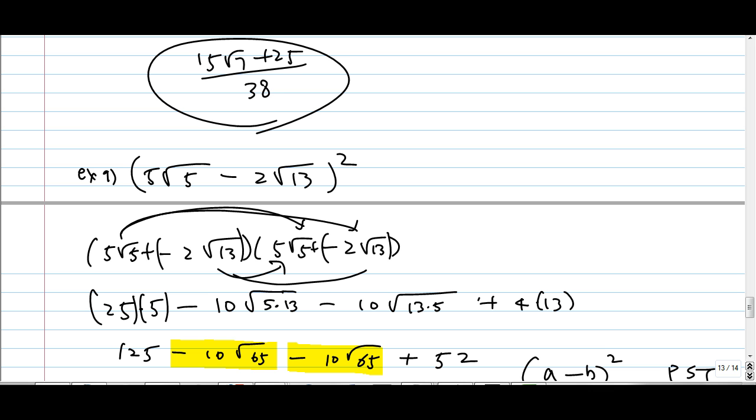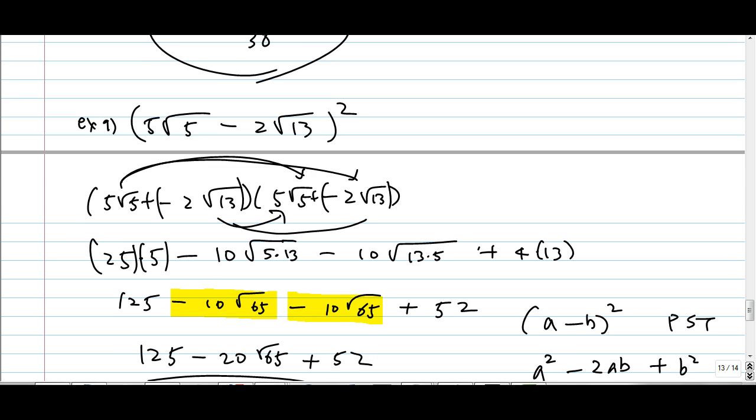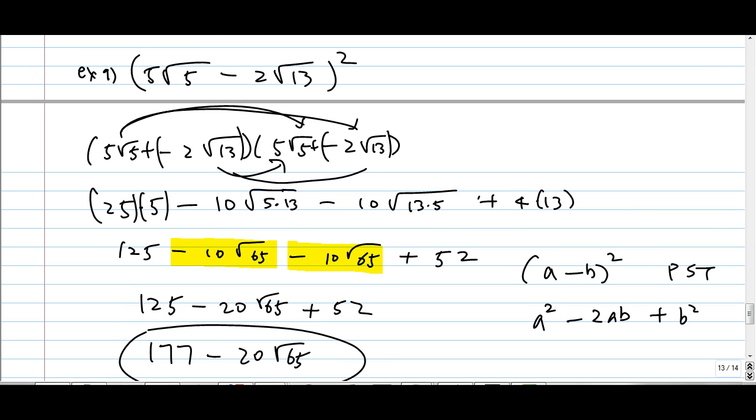Am I done? No, now I have like terms, don't I? I use the distributive property to rewrite this as 125 minus 20 rad 65 plus 52. How many people got this? 177 minus 20 rad 65. If you didn't, ask me now. Any question? Does this make sense?